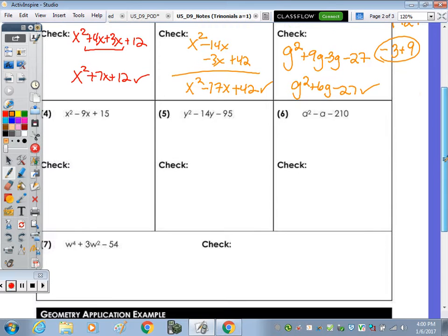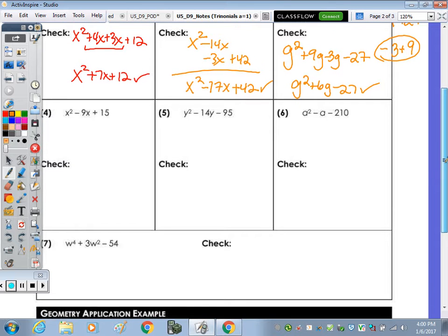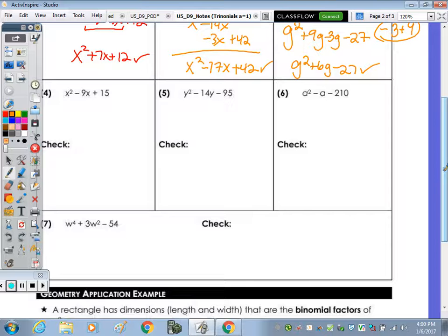Last 3 to factor. Actually, I guess we have number 7 as well, so we have 4 more. Set up the 2 parentheses for each. I'm going to skip the step of writing out the factors each time, and let's see if we can factor the number without writing the factors. So what we get for x squared would be x times x. Factors of 15 that combine to 9. So take a minute to think of the factors of 15.